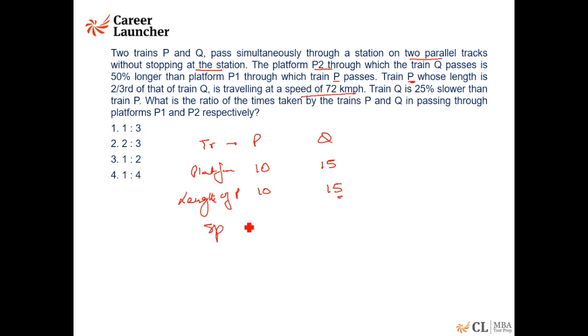So speed is given as 72 kilometers per hour. And train Q is 25% slower. It is 3/4 of 72. Okay. What is the ratio of the time taken by the trains P and Q passing through platform P1 and P2? So what we need to find is the ratio of time. What is the ratio of time?